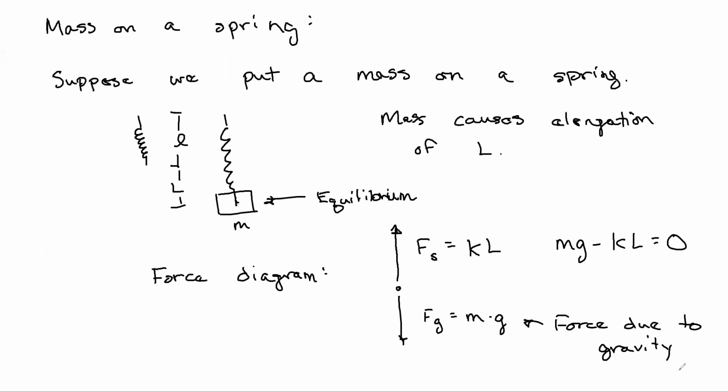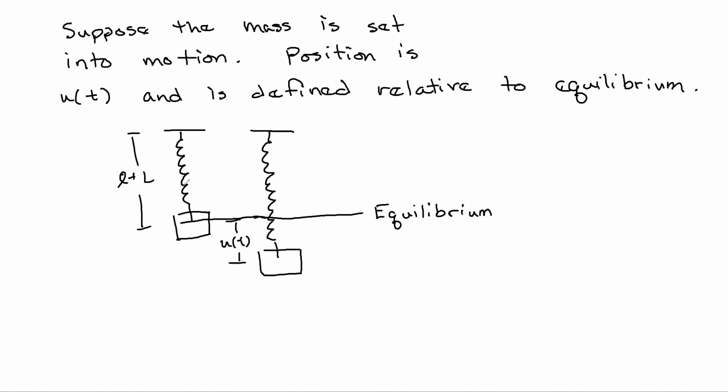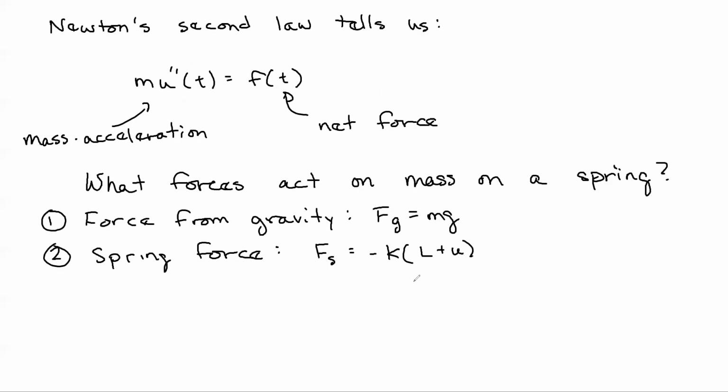But if we put the object into motion, then you're going to have capital L plus the additional U of t being the amount of the elongation. And so we have our spring constant times L plus U, and it's negative because it's acting upward.